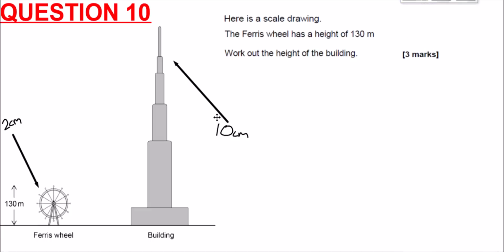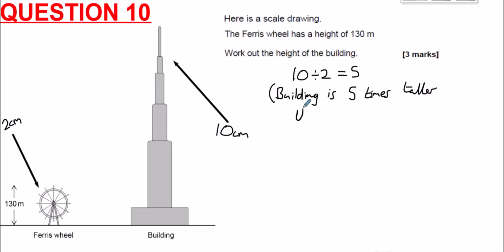So we could work this out directly by doing 10 divided by 2. If we did that, 10 divided by 2 would give us 5. So what this means is the building is 5 times as tall as the Ferris wheel. You should find that no matter how your exam paper is printed. This tower, this building, should be 5 times taller than the Ferris wheel.